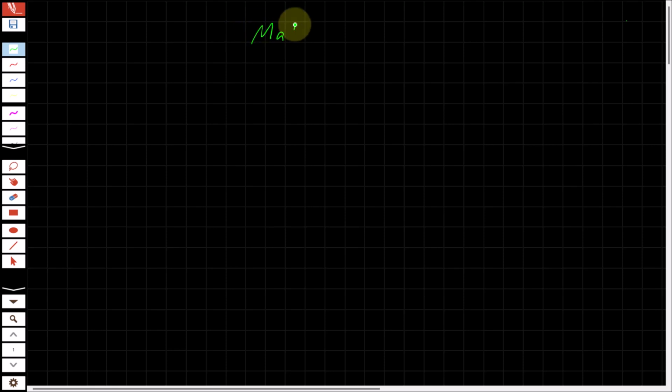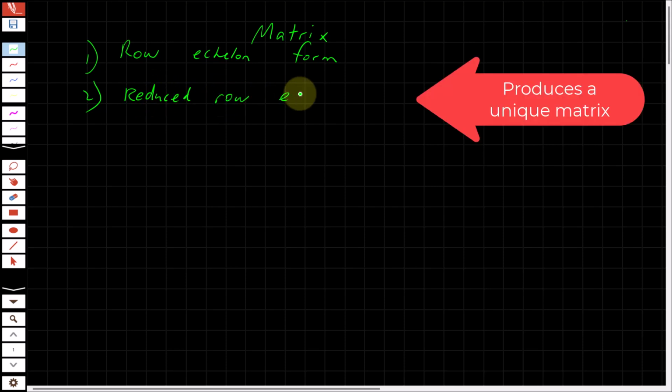In this video we're going to be looking at matrix operations, specifically row echelon form and reduced row echelon form, and we're going to be solving a system of linear equations using these two methods of row reduction.